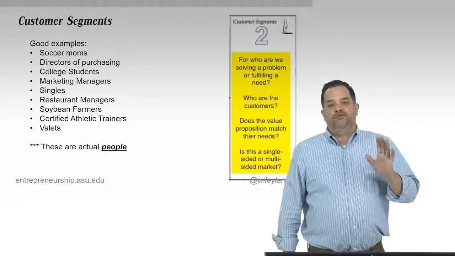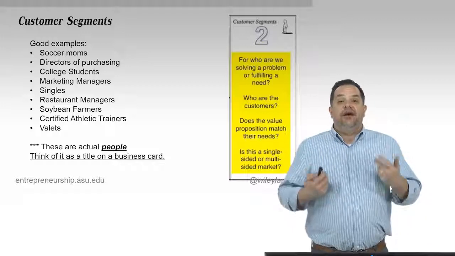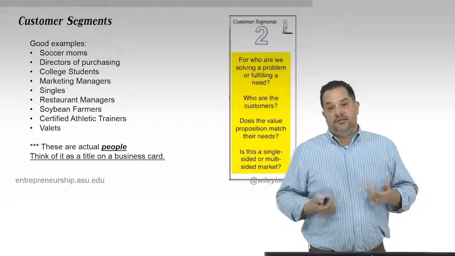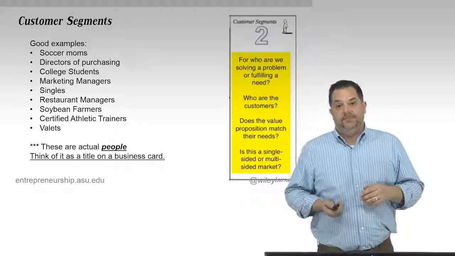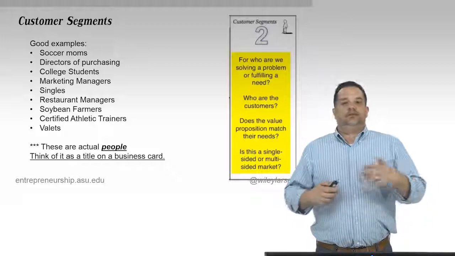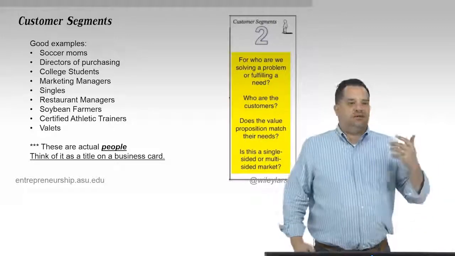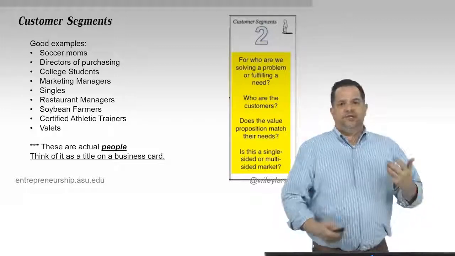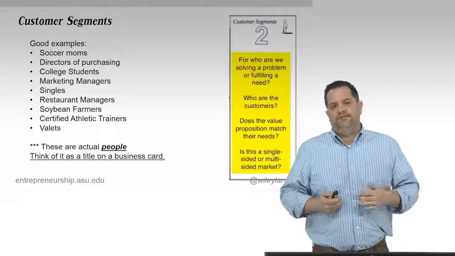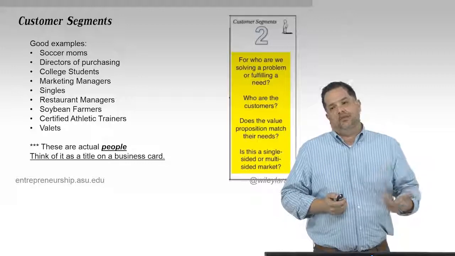So here's where the trick for this box comes in. When you identify your customer segments, you want to think of this as a title on somebody's business card, okay? What we don't want are organizations like the Department of Defense, like the university, anything that's states, countries, companies. These are all examples that make identifying our customer segments more difficult. We want to think of it as somebody's title on a business card.